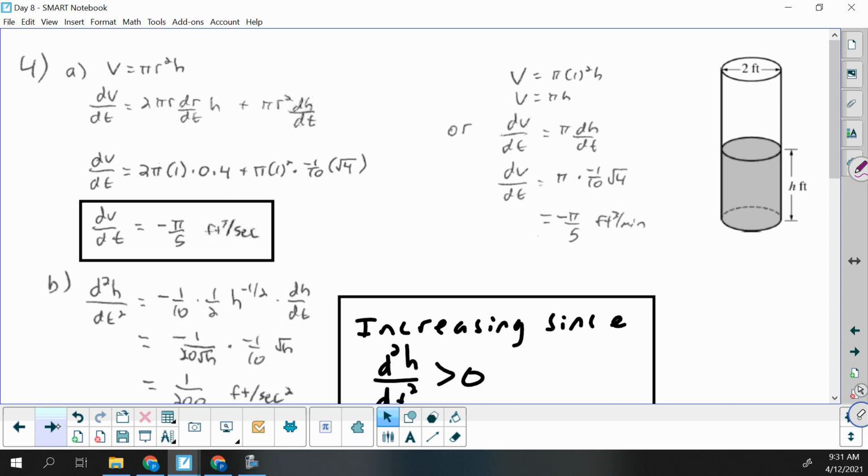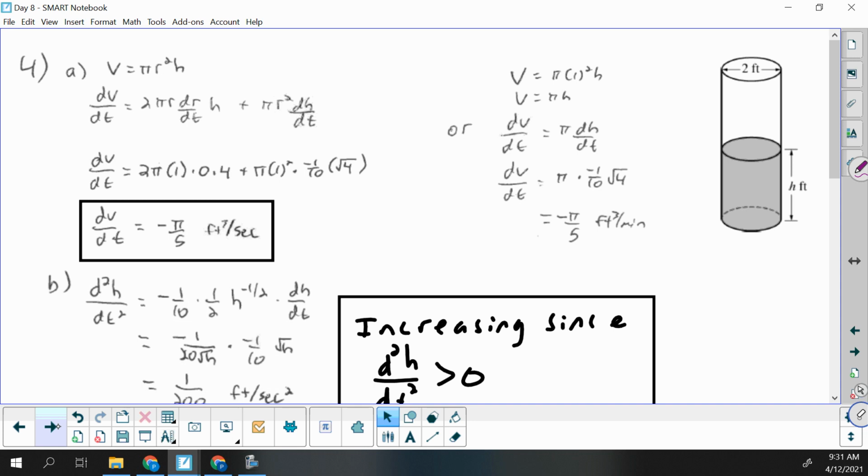On question 4, one thing to note is as this is draining, the radius is staying constant the whole time. So there's two ways you could have done part A. So this is a related rates problem. Start with V equals pi r squared h.